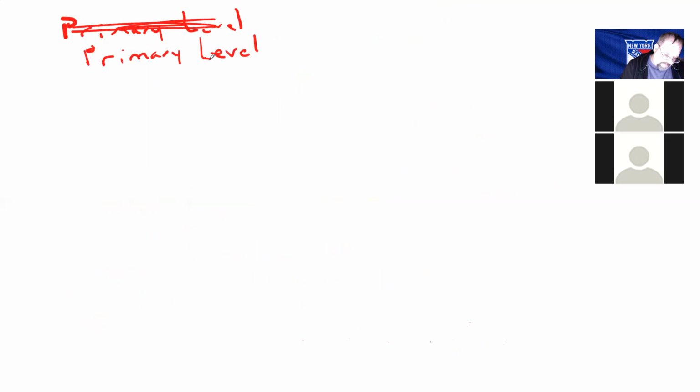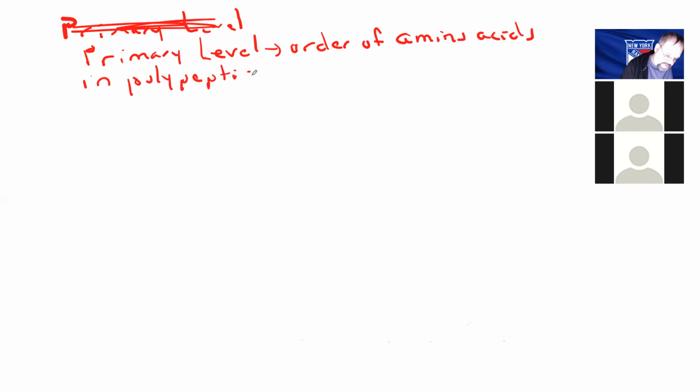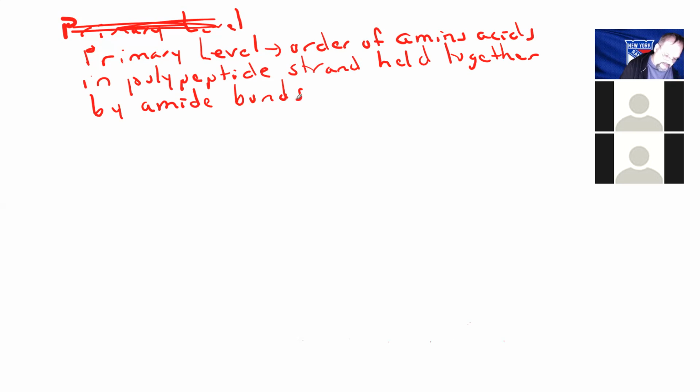Now, this is pretty straightforward. Essentially, it's the order of amino acids in the polypeptide strand held together by amide bonds. That's all it is. It's the order of amino acids that you have.